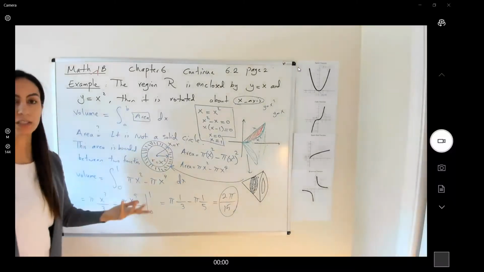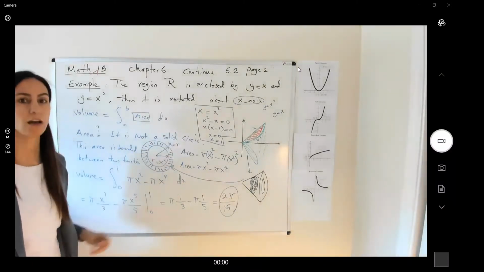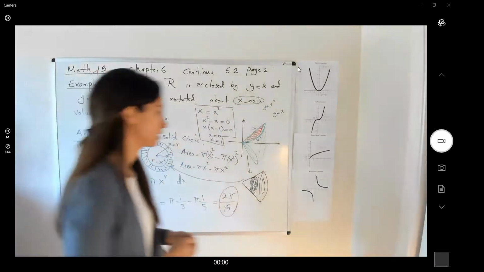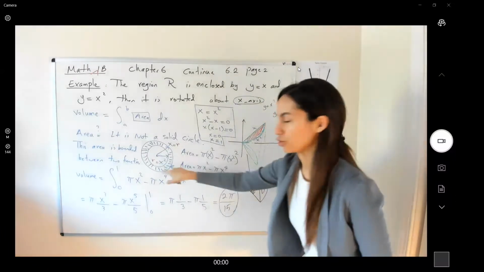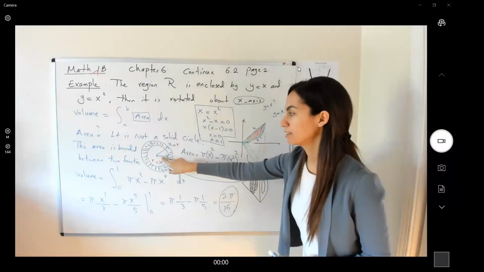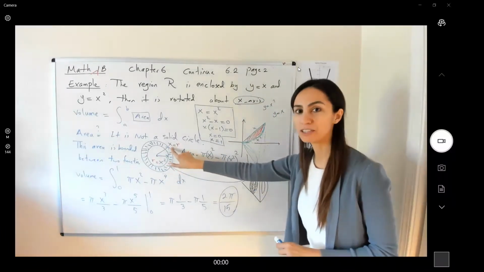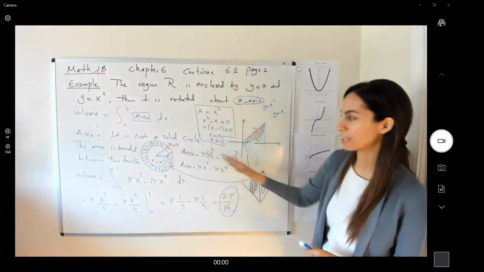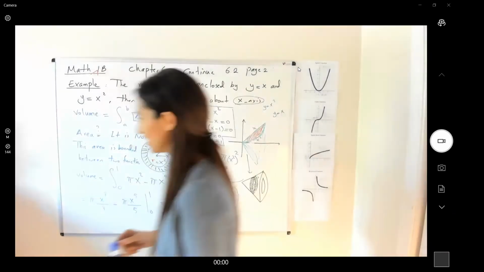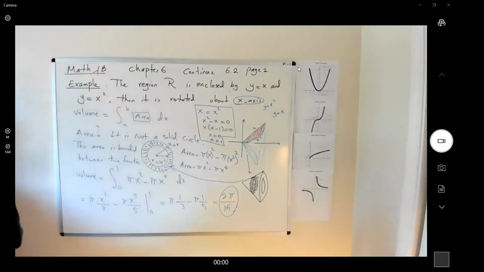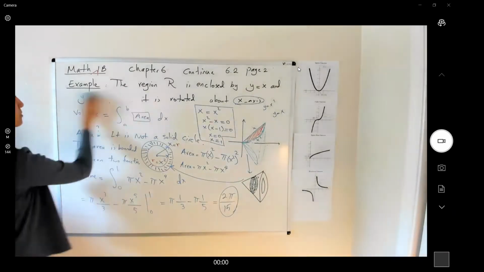So different books refer to this method as washer method because the slice looks like a washer. So you have an inner radius, you have an outer radius, then you find the area, and then you find the volume. So let us move on to next example on page 3.